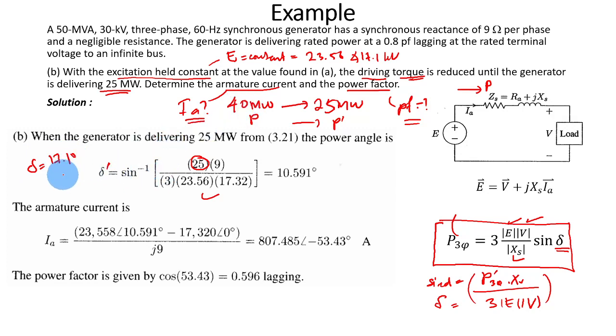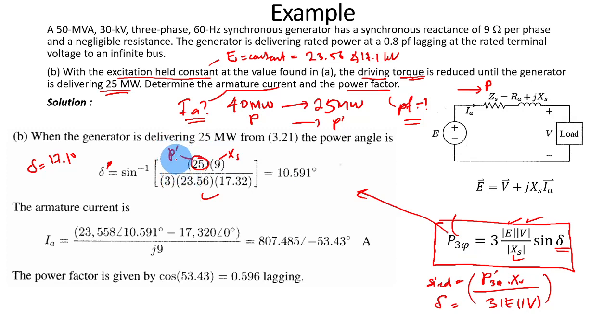As I said before, the real power depends on the voltages and the angle. So if you change the power, definitely you need to change the angle. You want to find the new angle for the new operating real power, so we use this formula. 25, the new power, multiplied by 9, which is the XS.